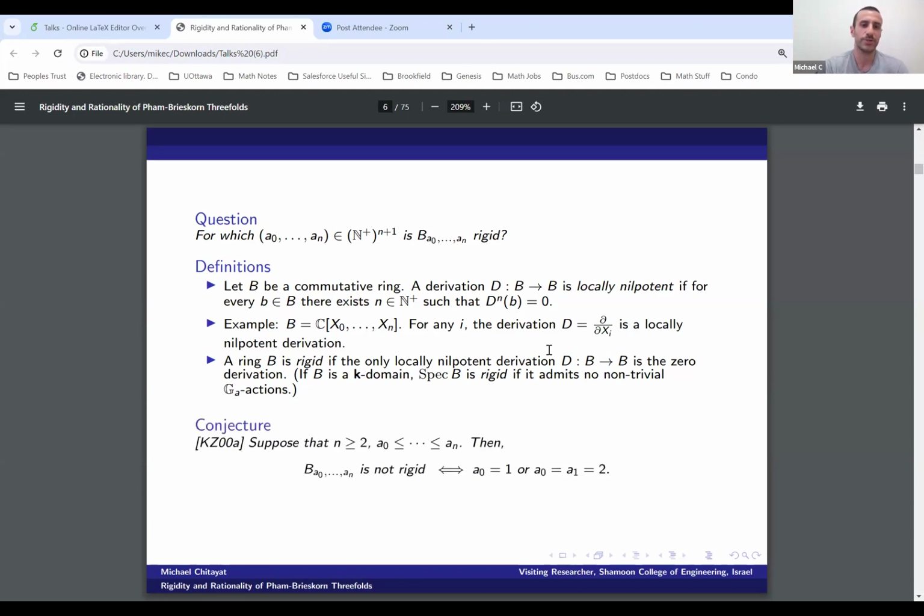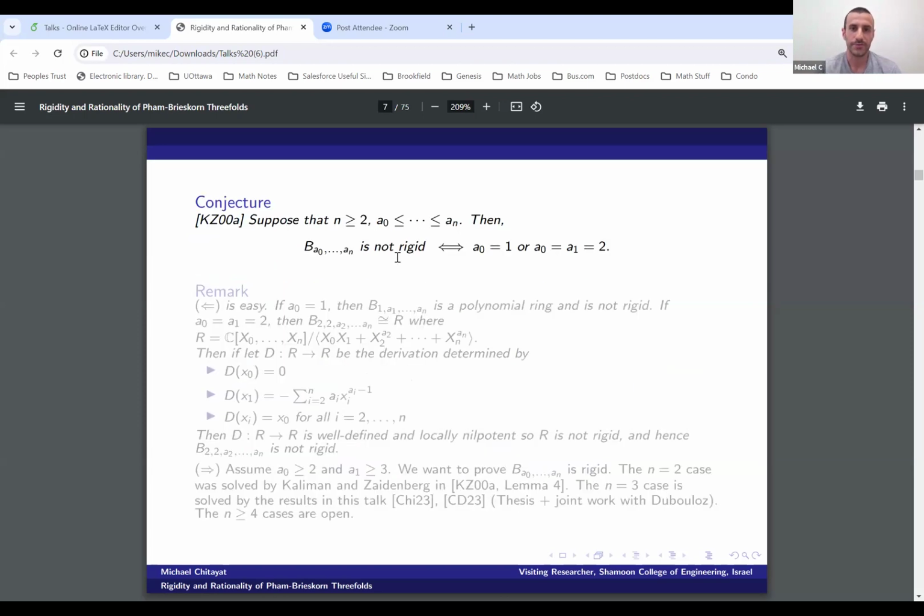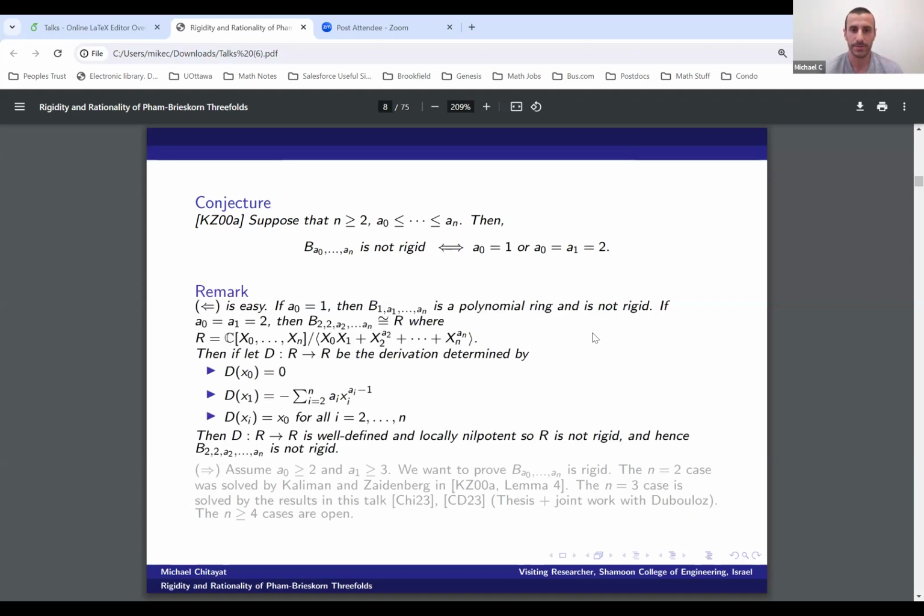So a conjecture which appears in Kaliman and Zaidenberg from the year 2000, and I don't know if it came up before then, but we see it there, is: assume that n is at least 2 and that these exponents appear in increasing order. Then the Pham-Brieskorn ring is not rigid if and only if a0 equals 1 or a0 equals a1 equals 2. Here I've just stated the conjecture again, and I want to give you some remarks about it.